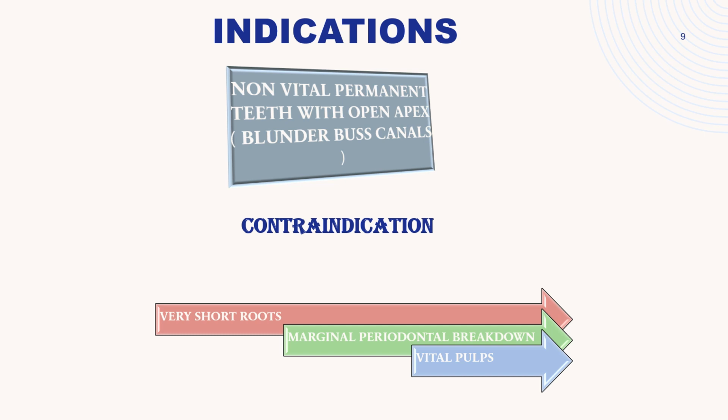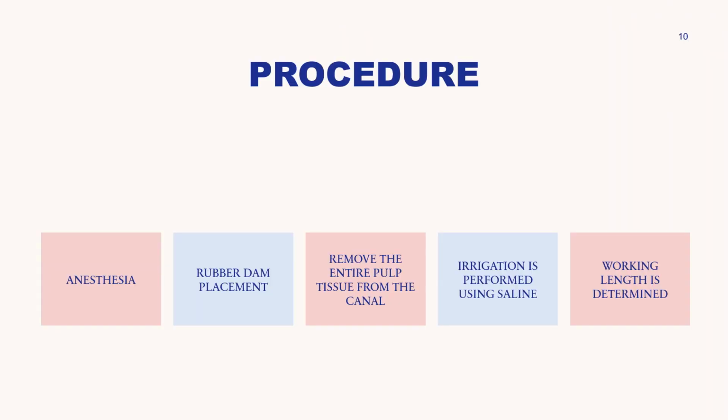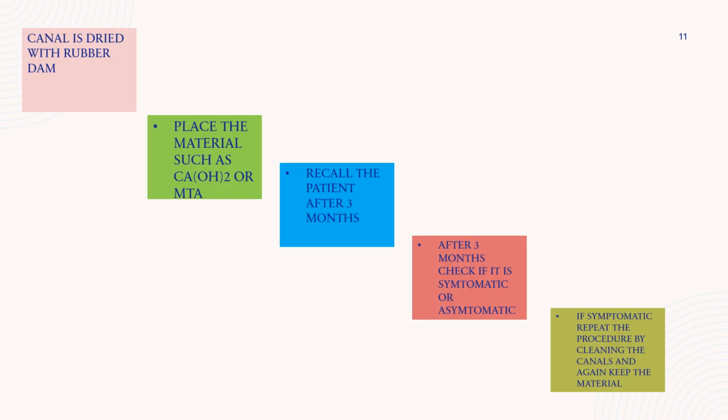And contraindications: in case of a very short root, marginal periodontal breakdown, or vital pulp. In these cases, we will not go for apexification. Now we'll start the procedure. First, we'll place the rubber dam and anesthesia will be given. Remove the entire pulp tissue from the canal. Proper irrigation should be done using saline and then the working length is determined.